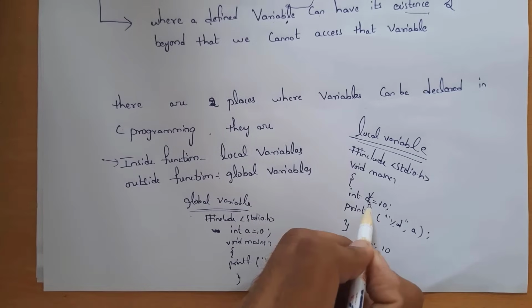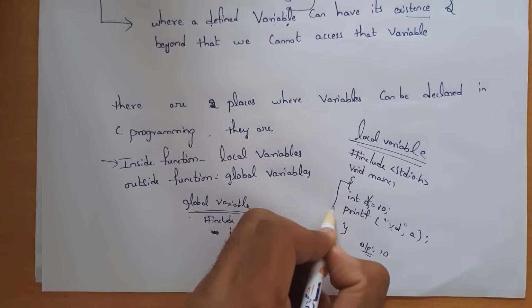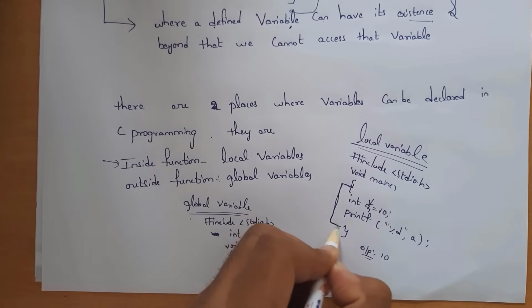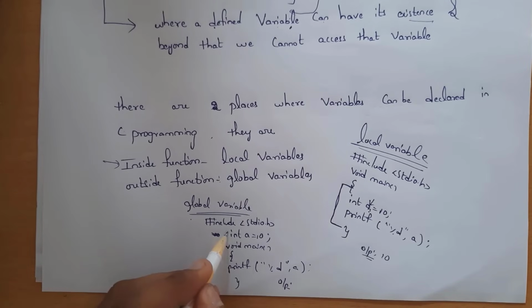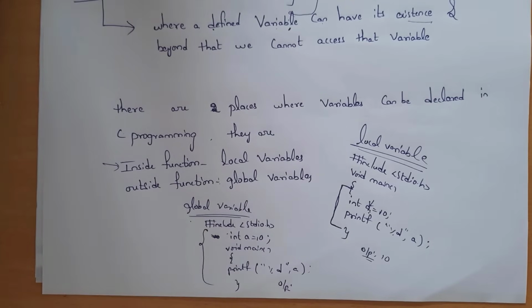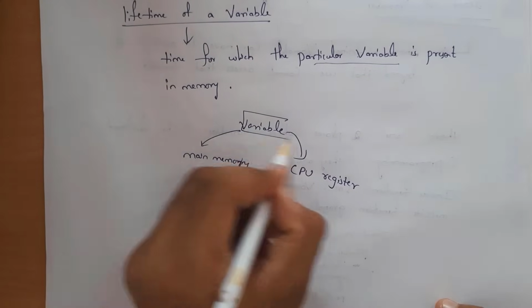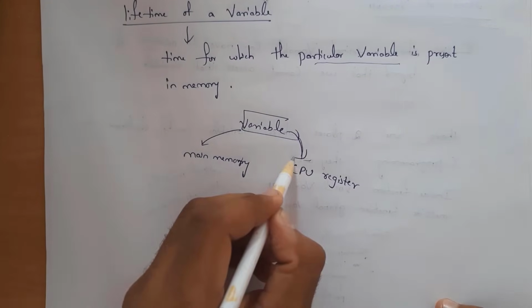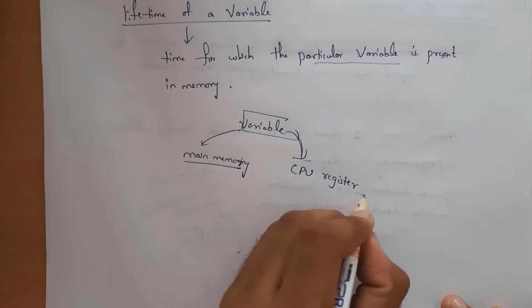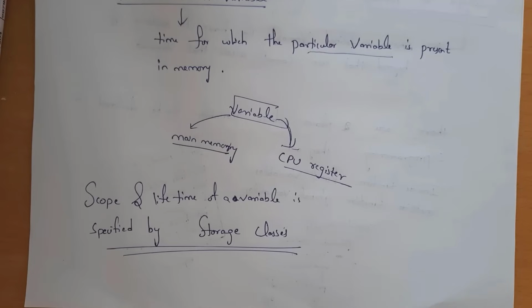Here the variable's existence is only inside the function, that is only inside this block, whereas here the variable's existence is throughout the entire program. Lifetime of a variable is the time for which a particular variable is present in our memory. We can store a variable either in main memory or in a CPU register. These are two storage locations for storing a particular variable. Scope and lifetime of a variable are specified by storage classes.